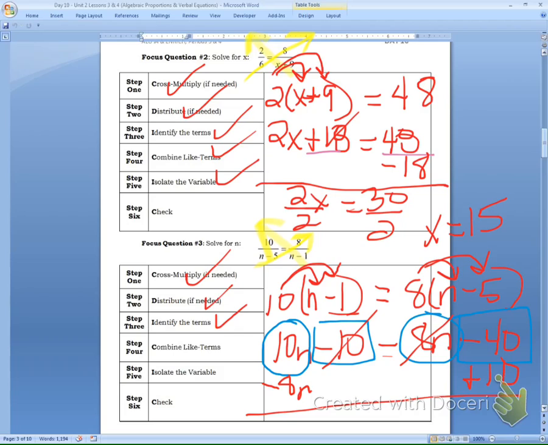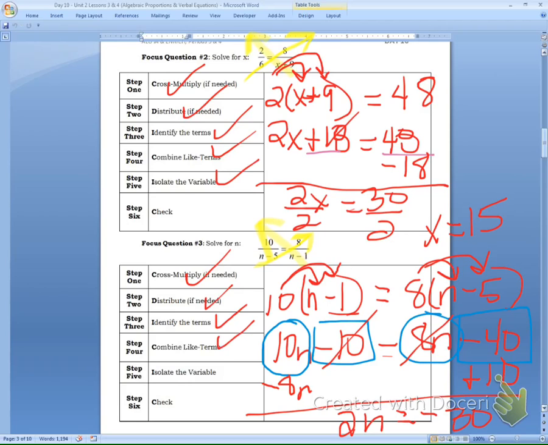So we identified our terms and made sure that our terms are on the same side of the equation as one another, and we're ready to combine. 10n and negative 8n is positive 2n, is equal to negative 40 and positive 10, which are opposite signs, so that's negative 30.